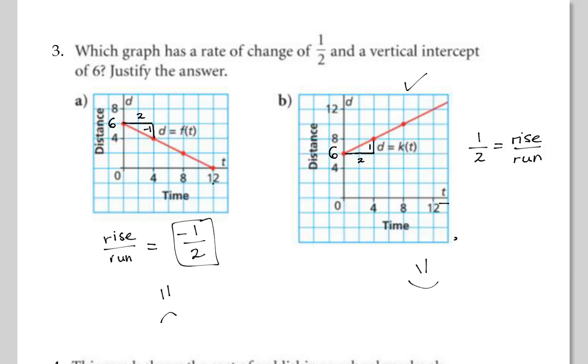So for slope, there is a fancy calculation that we're going to take care of in the next chapter. When you're doing slope in this chapter, it's pretty straightforward. You just look at the triangle, make a right triangle, find the rise and the run, and make the ratio.